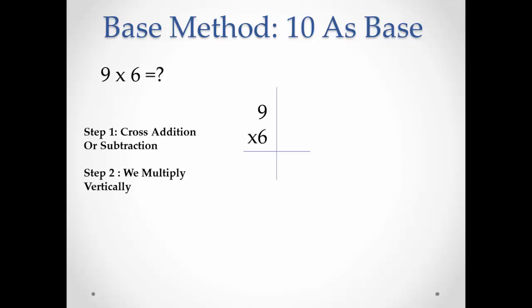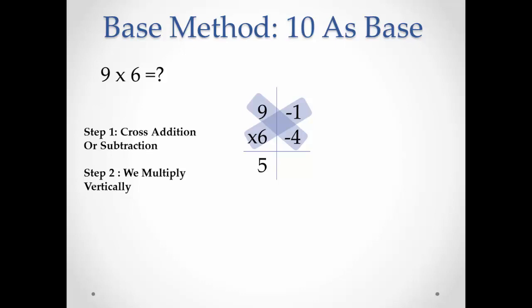Now over here our base is 10. So now 9 is 1 less than 10, and similarly 6 is 4 less than 10, that is minus 4. Now according to our step 1, we will do cross addition or subtraction. Now here we have got a minus 1 sign, so we go for cross subtraction. Then 6 minus 1 is 5, and if we take the other cross values, then 9 minus 4 is again 5, so we get the same answer. So the left hand side of our answer is 5.